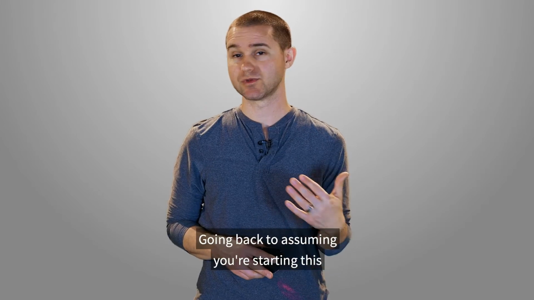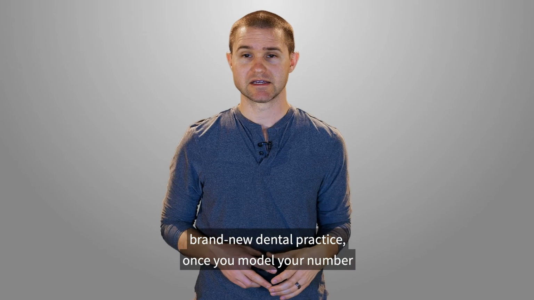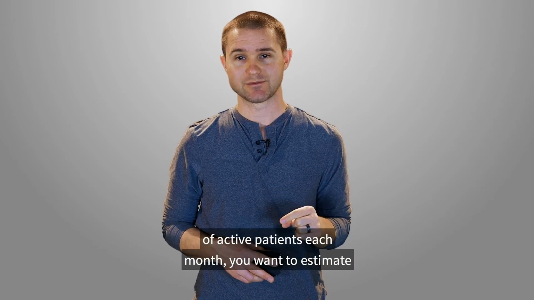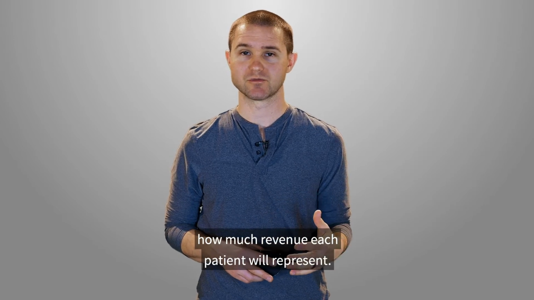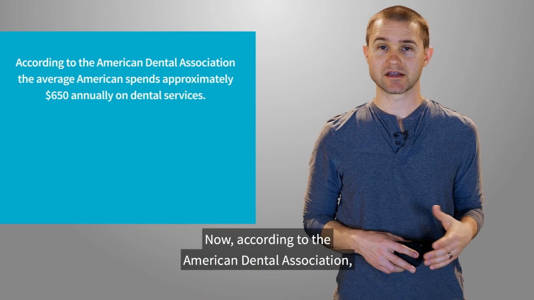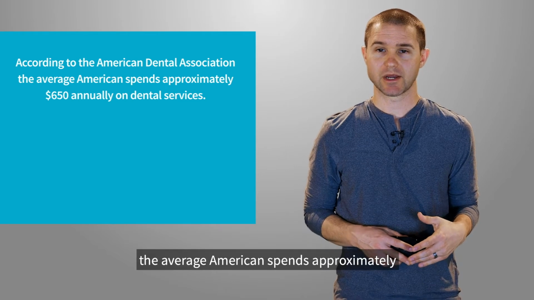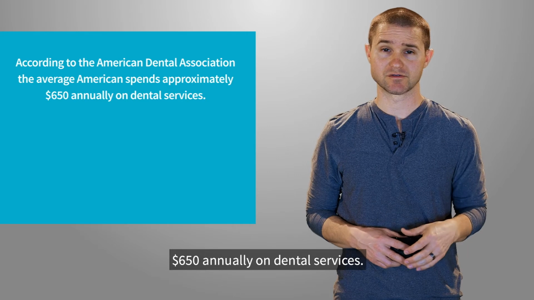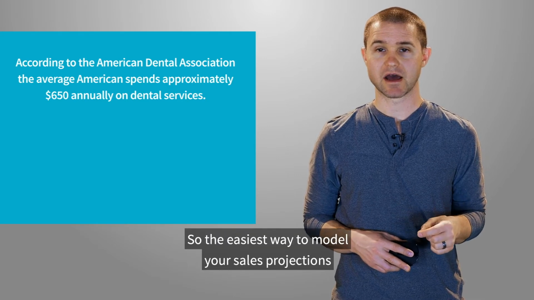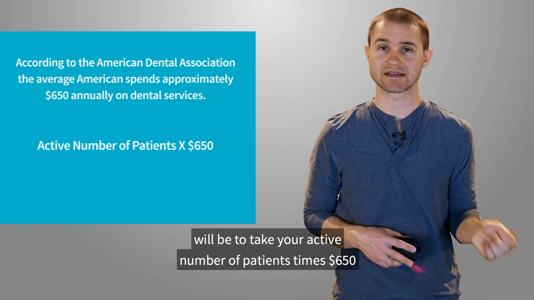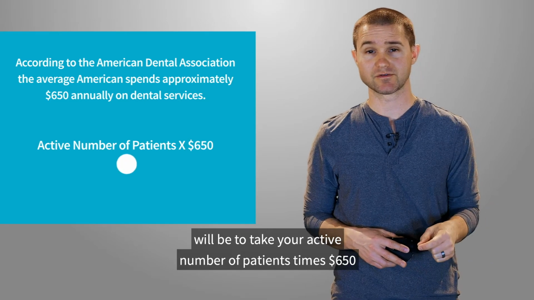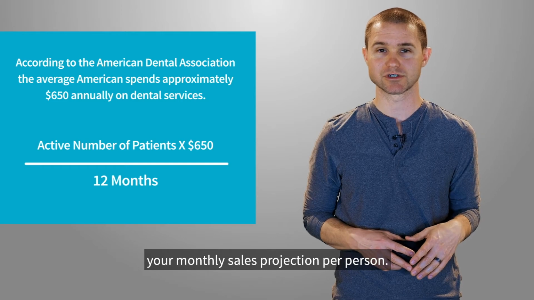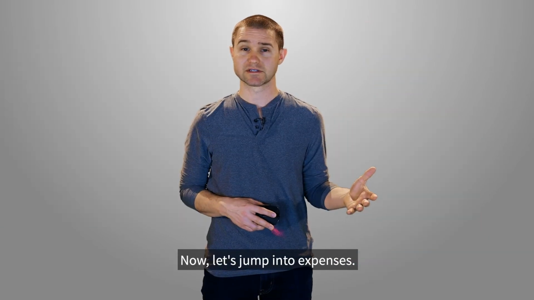Going back to assuming you're starting this brand new dental practice, once you model your number of active patients each month, you want to estimate how much revenue each patient will represent. Now, according to the American Dental Association, the average American spends approximately $650 annually on dental services. So the easiest way to model your sales projections will be to take your active number of patients times $650 divided by 12 months to come up with your monthly sales projection per person. Now let's jump into expenses.